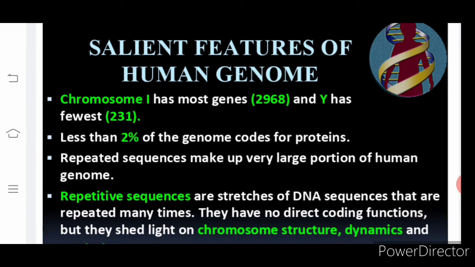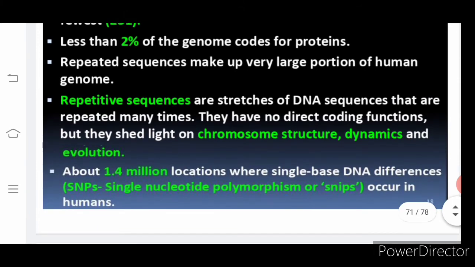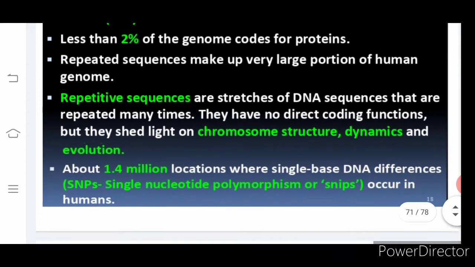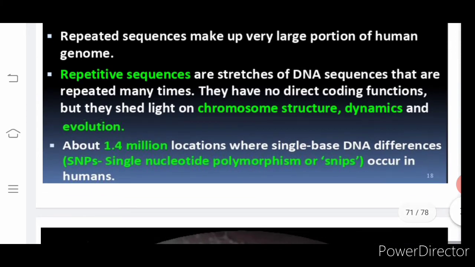Chromosome number 1 has got 2968 genes, and the Y chromosome has got 231 genes. Okay, that is important for 1 mark. So how many genes are present in the Y chromosome? It is 231. Less than 2% of the genome codes for protein. Repeated sequences make up a very large portion of the human genome.